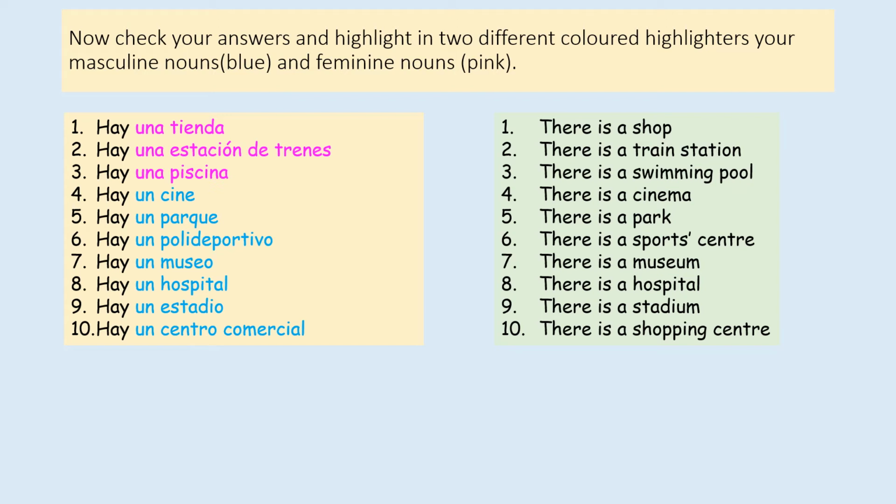Número 7, hay un museo, there is a museum. Número 8, hay un hospital, there is a hospital. Número 9, hay un estadio, there is a stadium. And número 10, hay un centro comercial, there is a shopping centre. So pause your video now if you need to make any changes and to highlight the feminine and masculine words.